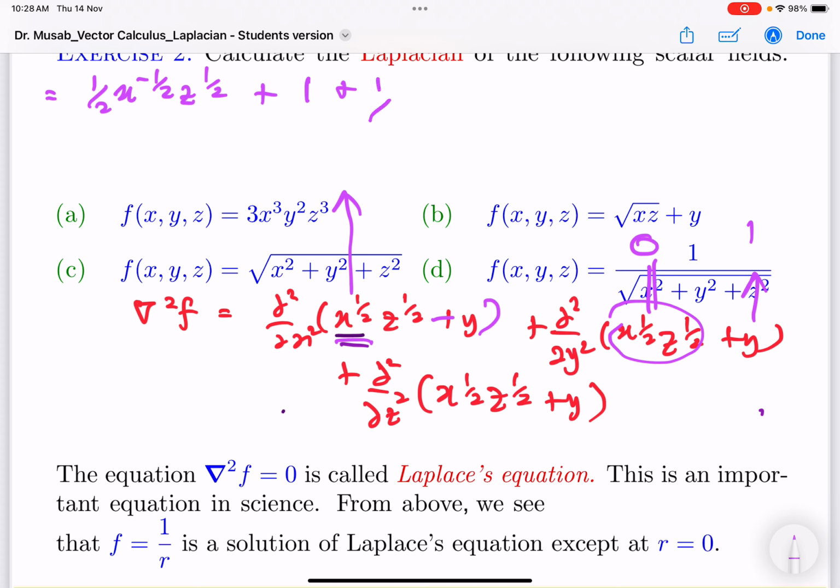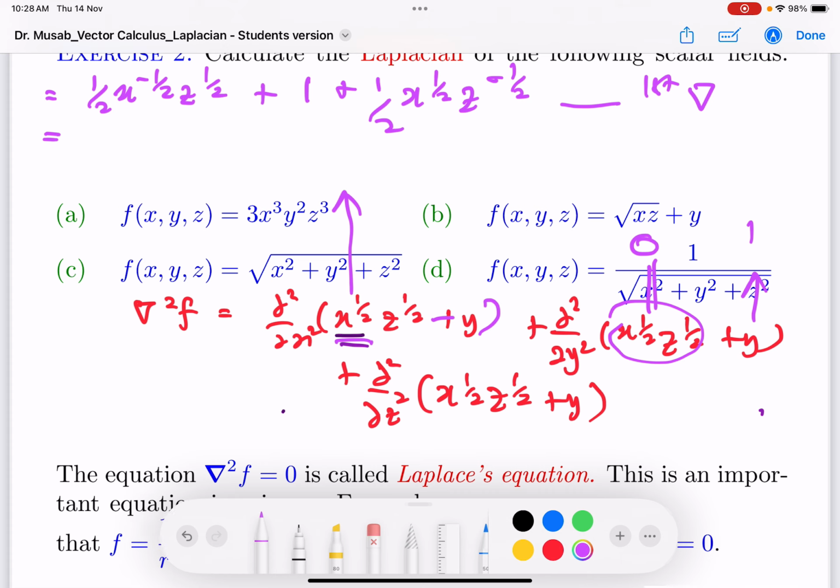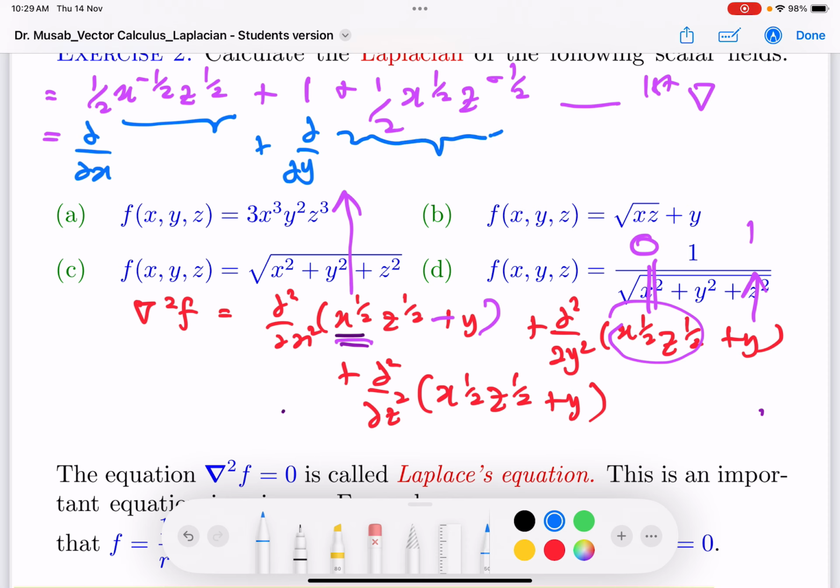So we have half x power of half and z power of negative half. Alright, so this is the first nabla. For the second nabla, what am I supposed to do? We're supposed to differentiate it again on the x for this equation here, on the y, partial derivative on this equation.